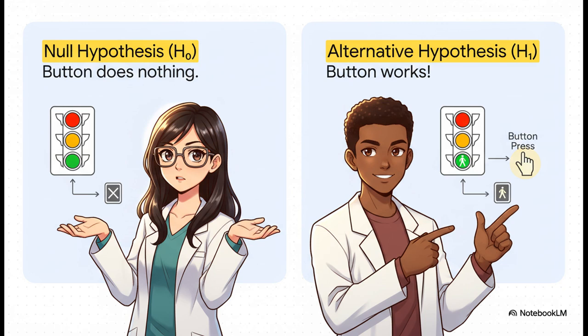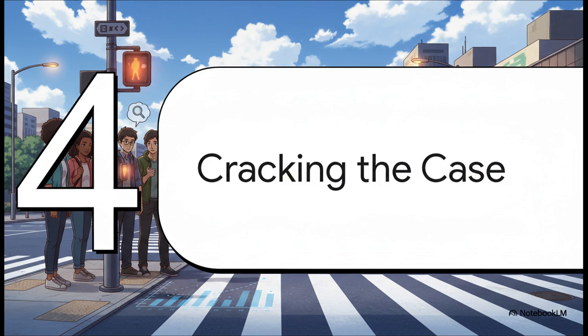So, in statistics, we make it official by setting up what we call hypotheses. The null hypothesis is basically the default assumption that the button is a dud, it does nothing. Our mission, then, is to see if we can find enough evidence to reject that idea and instead accept the alternative hypothesis, which is our hunch, that the button actually works. All right, enough with the theory. Let's put our detective tool to work and actually crack this case with a real example.